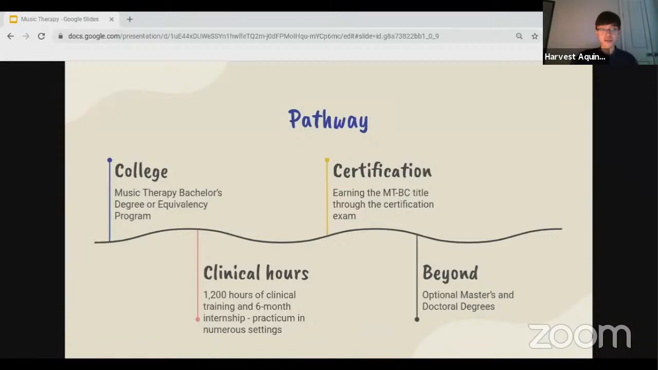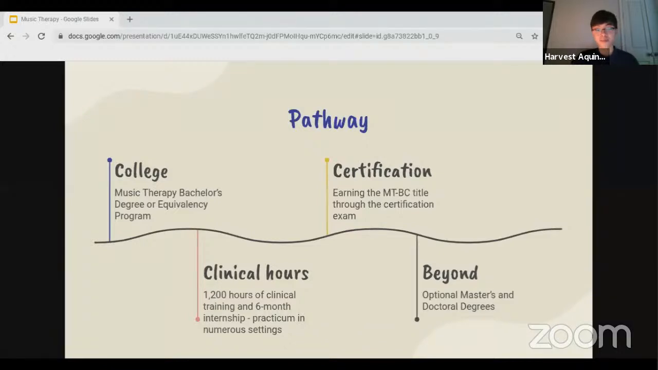And at the same time, 1,200 hours of clinical training and a 6-month internship is required. And this gives music therapists in training extensive hands-on application of knowledge in all kinds of settings so that they are best equipped with as much hands-on experience as possible.